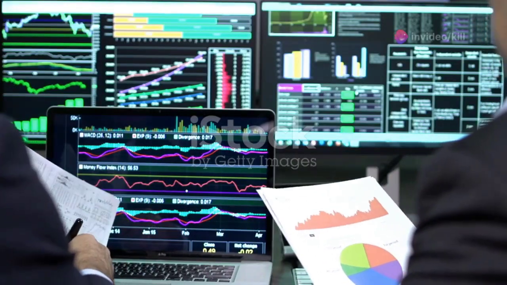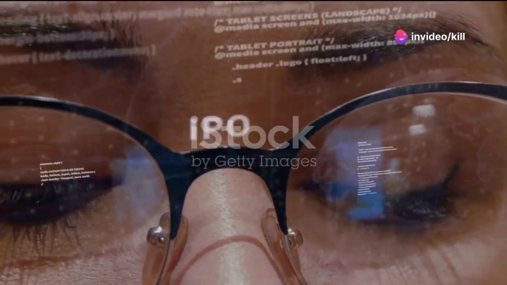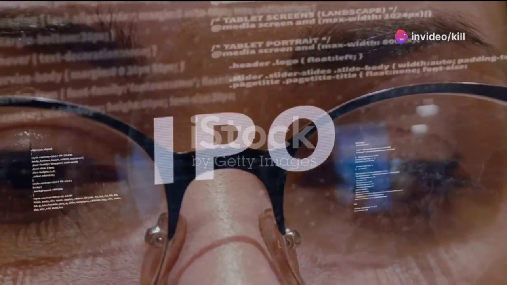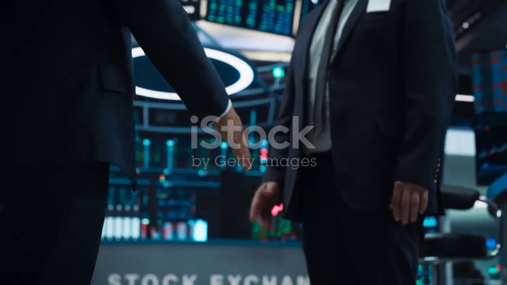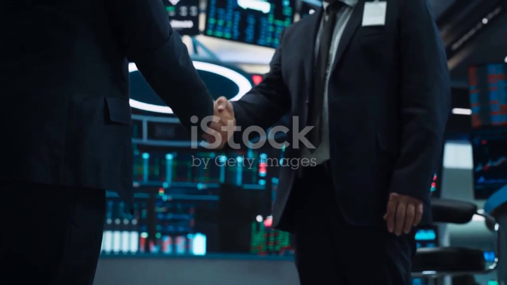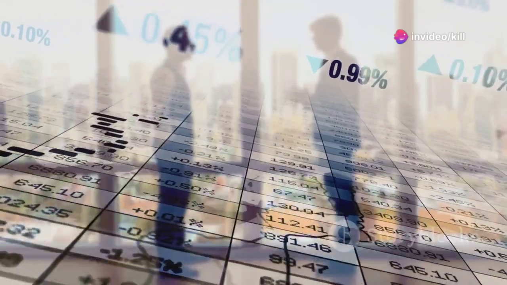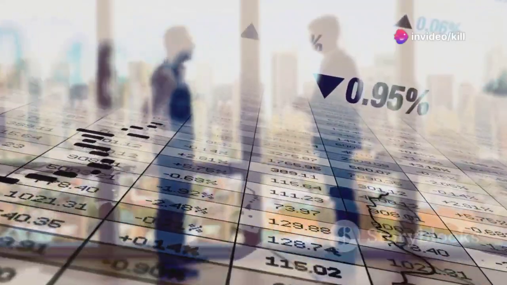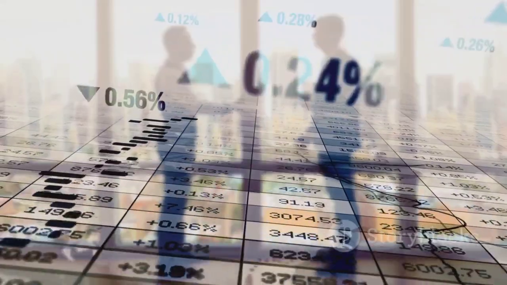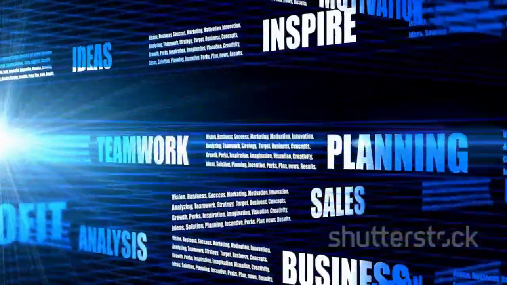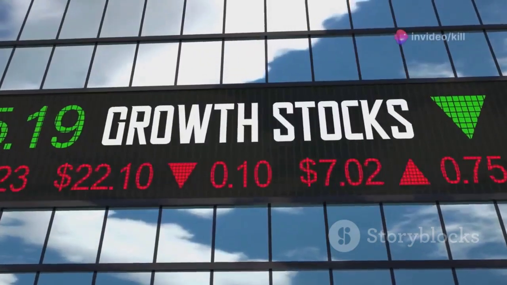Section 5. Profits, the engine of stock price growth. At its core, the stock market is a mechanism for companies to raise capital and for investors to participate in their growth. When you buy a share of stock, you're essentially buying a small ownership stake in that company. As a shareholder, your investment's success hinges on the company's ability to generate profits and increase its value over time. Profits are the lifeblood of any business. They fuel innovation, expansion, and ultimately shareholder returns.